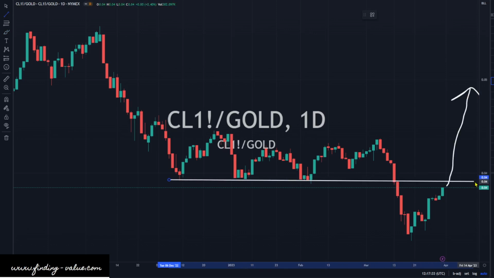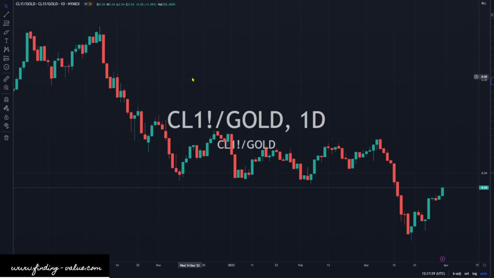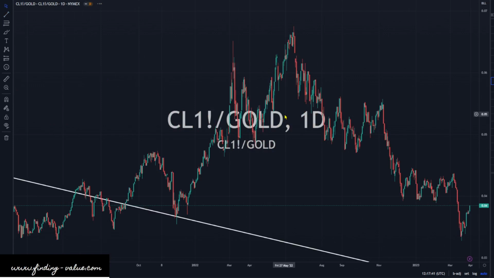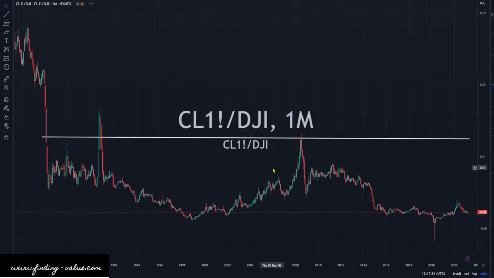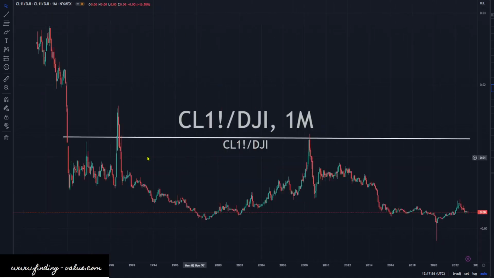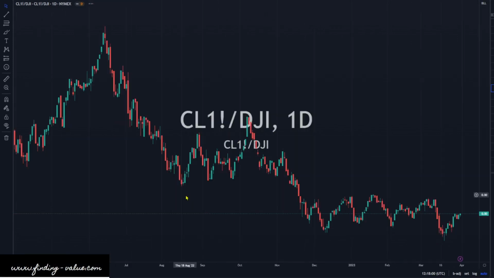If we can break above that, I'm going to be incredibly happy, and I will look at gold a little bit differently. But that's the ratio there, looking fantastic for crude oil. Hopefully that momentum can continue and it doesn't hit its resistance area and roll back over. We'll watch that. This is crude oil versus the Dow Jones Industrial Average. Big picture view, we've got that double bottom that's basically forming.